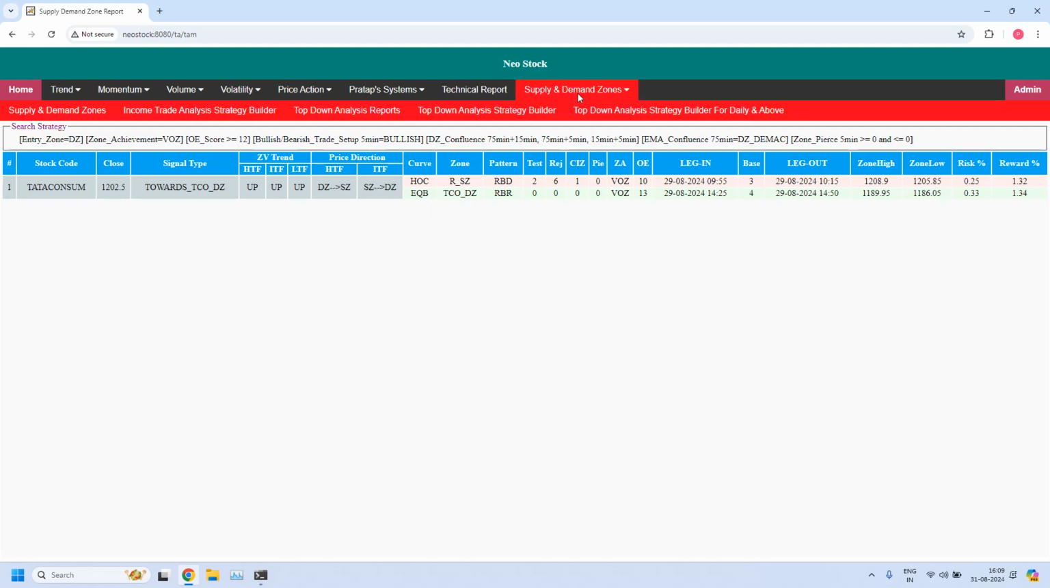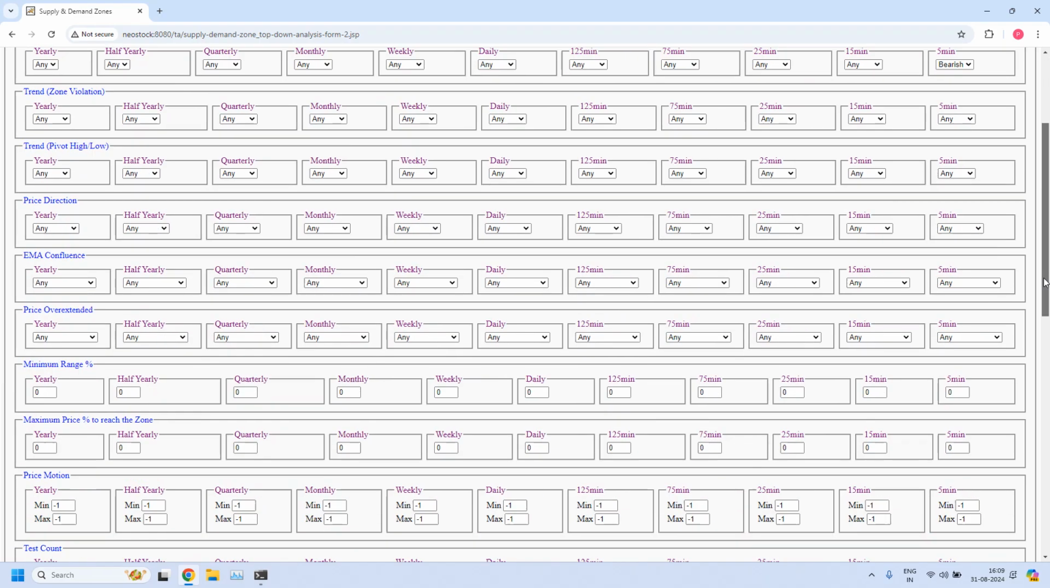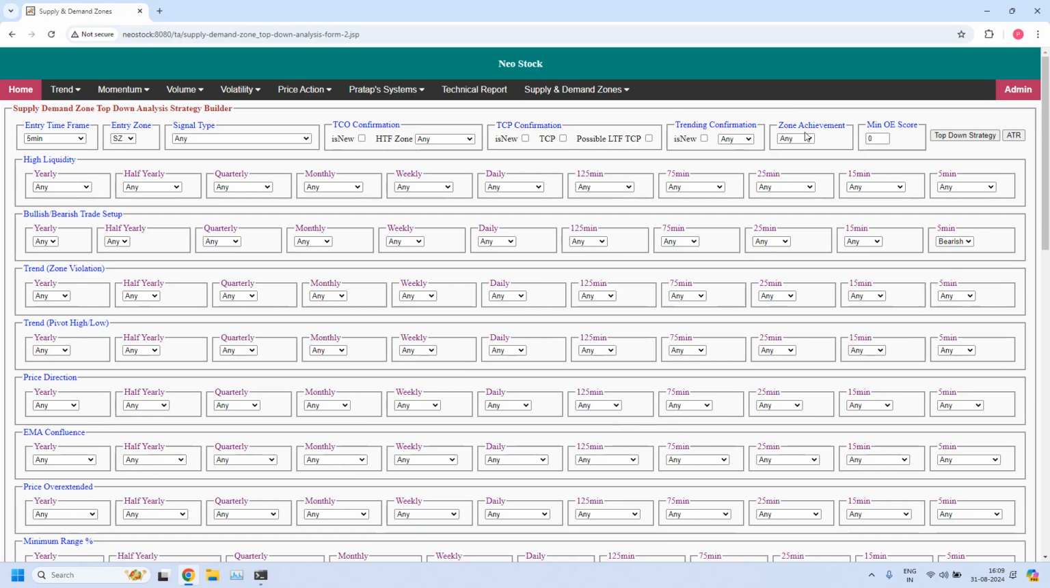Okay, the next report, bearish trade setup for hourly income trade. So entry time frame is 5 minutes, entry zone is supply zone. In bullish or bearish trade setup at 5 minutes, I am selecting bearish. This 5 minute supply zone should not be pierced. So in the pierced count, in 5 minutes time frame, minimum value I am setting 0, maximum value 0, and zone achievement violated opposing zone, minimum order enhancer score is 12. All the 3 filters are applied to the 5 minute supply zone.